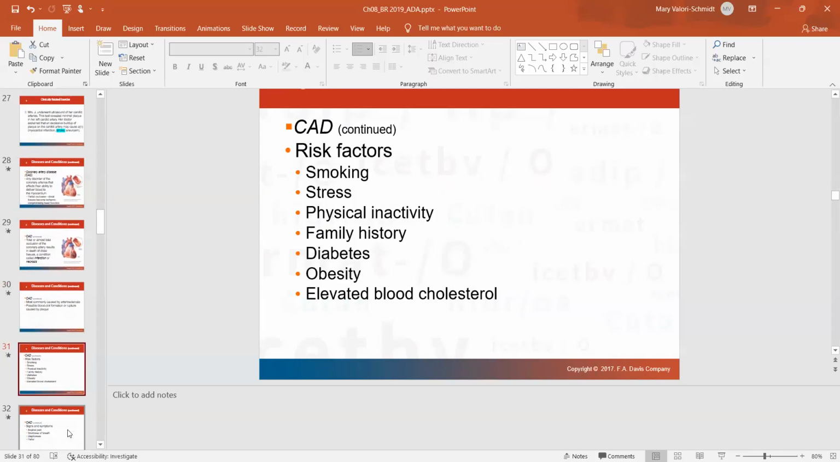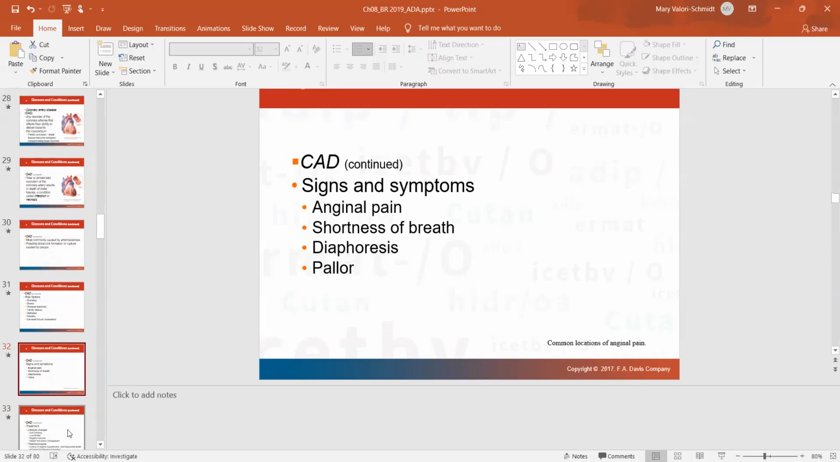Risk factors: smoking, stress, physical inactivity. Sitting is the new smoking. Family history. So if you've got a family history of CAD, it doesn't mean you're going to get it, but it certainly makes your risk higher. Diabetes, obesity, and elevated blood cholesterol and triglycerides. I'm going to throw that in.